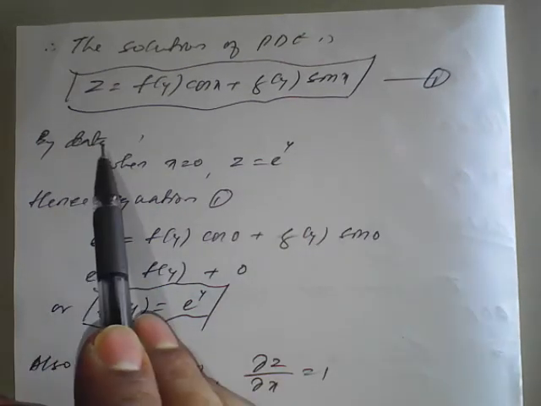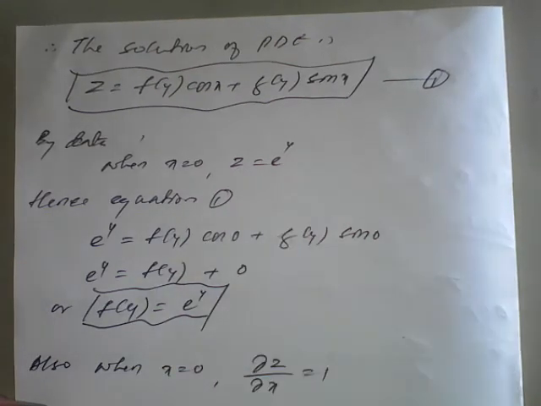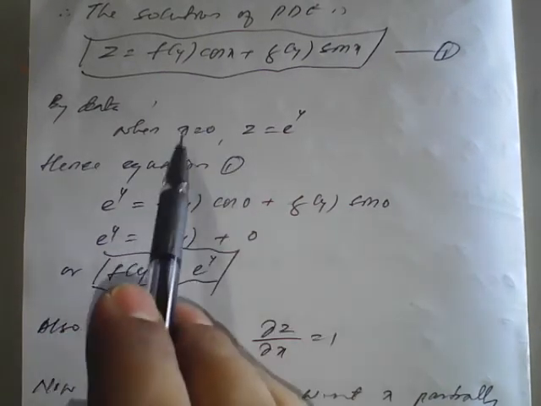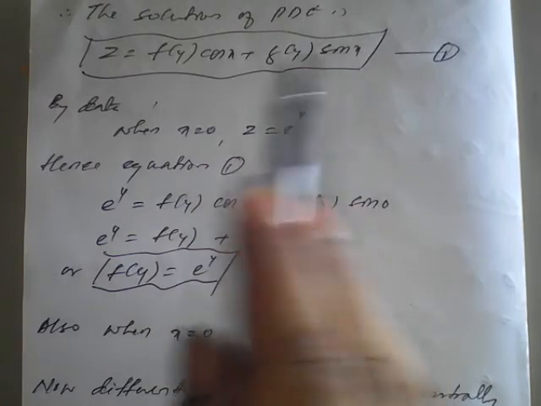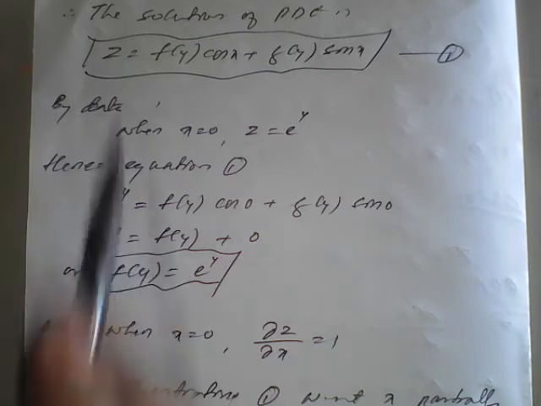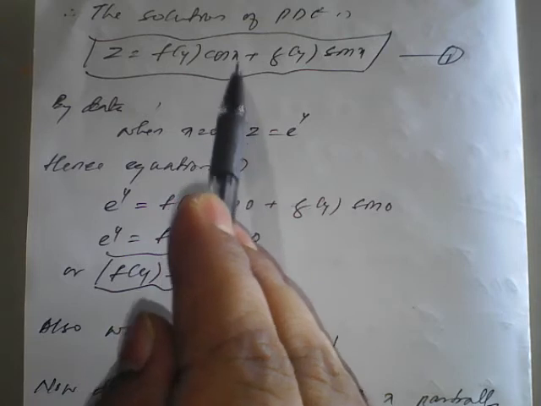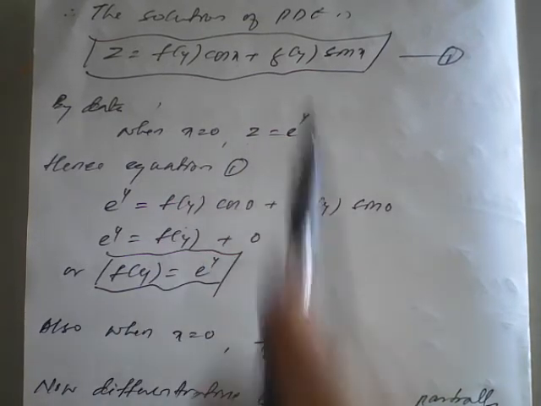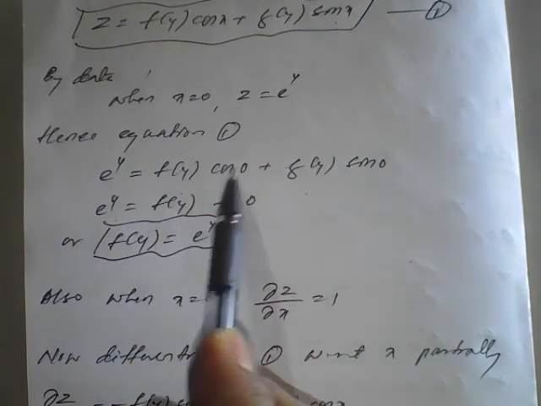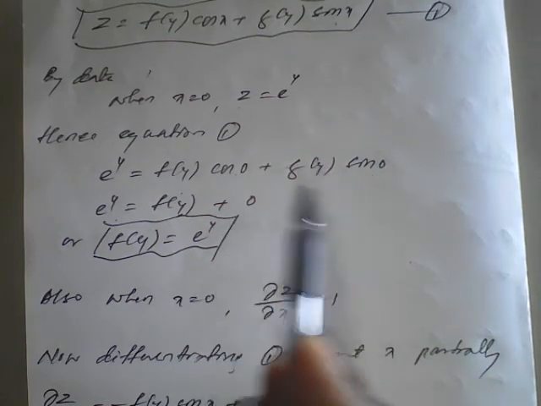Now go back to the condition. They have given that when x is equal to 0, z is e raised to y. So apply these values in equation number 1. When x is 0, wherever x is there, replace it with 0, and z is e raised to y. So e raised to y is equal to f(y) as it is, cos 0 because x is 0, plus g(y) as it is, sin 0. On simplification, e raised to y equals f(y), since cos 0 is 1 and 1 into f(y) is f(y), but sin 0 is 0, so 0 into g(y) is 0.